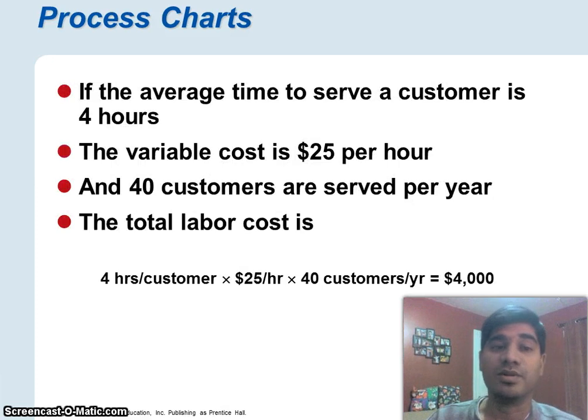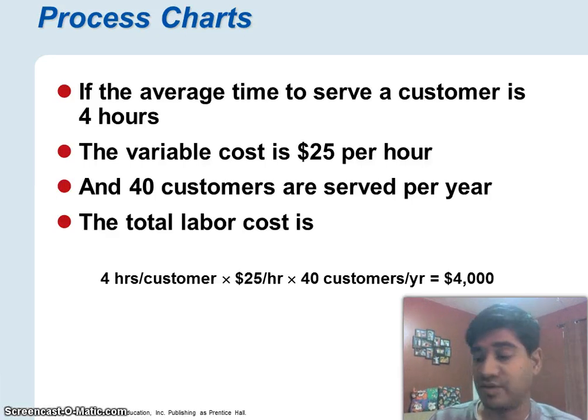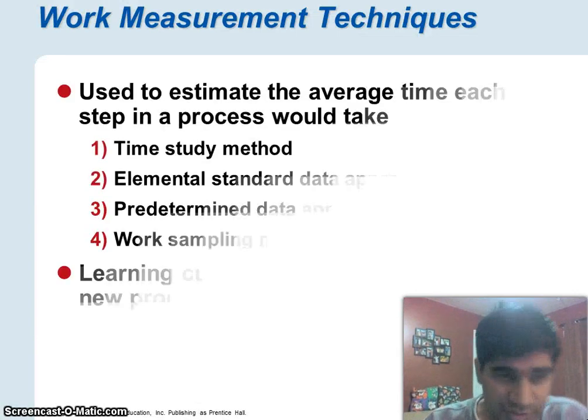So here's an example. If the average time to serve a customer is 4 hours, the variable cost is 25 per hour for the person who is the customer service representative, and then you have 40 customers that are served. So the total labor cost is the 4 hours for a customer multiplied by 25 dollars per hour for the labor cost, and then the 40 customers a year. So the total cost is $4,000. All right, moving on. So that was an example.